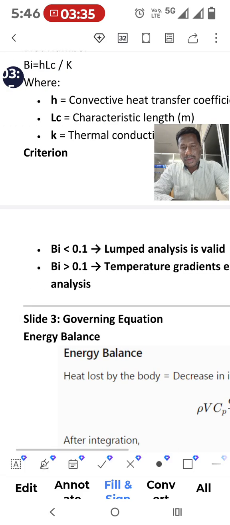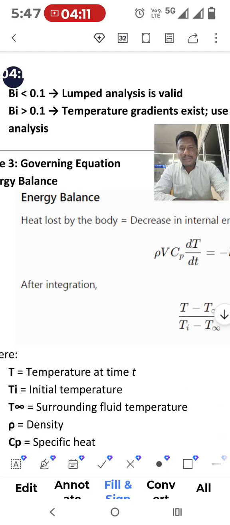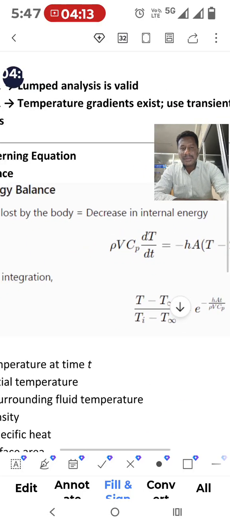When you calculate the Biot number for a particular heat transfer process and the value lies below 0.1, that type of system is called lumped system analysis. If the value is more than 0.1, a temperature gradient exists, that means dT by dx will be available. In that condition we move to transient conduction analysis.